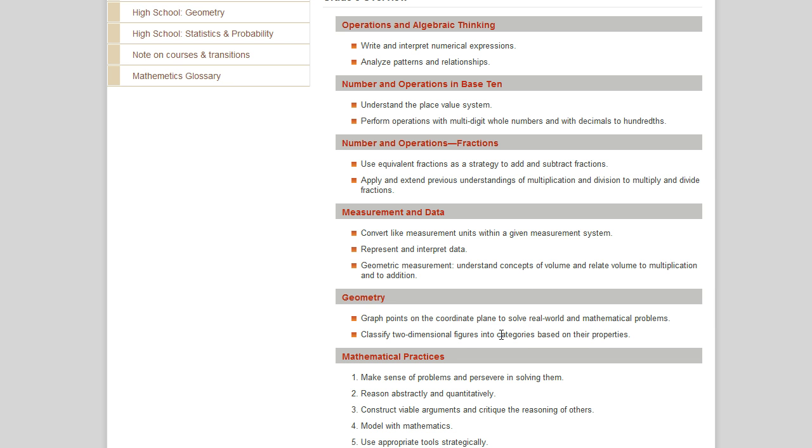Or if you're in many states, what they've actually done is taken the Common Core standards and augmented it slightly. So you may be looking at a list of topics like this that you would like to cover this year. And if you go to Khan Academy, you would see something like this.